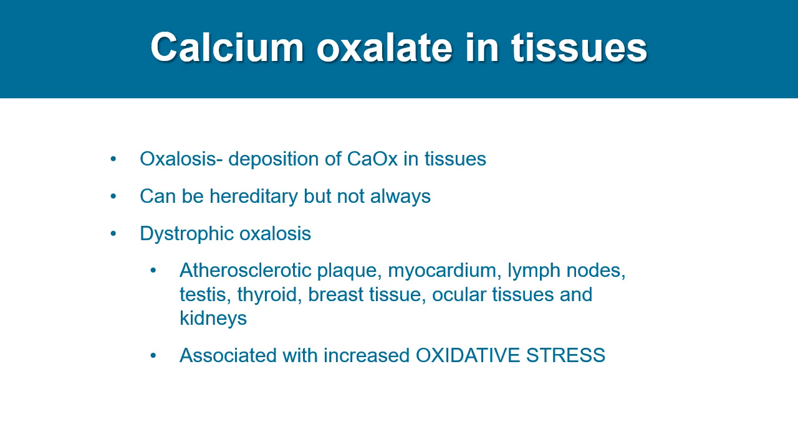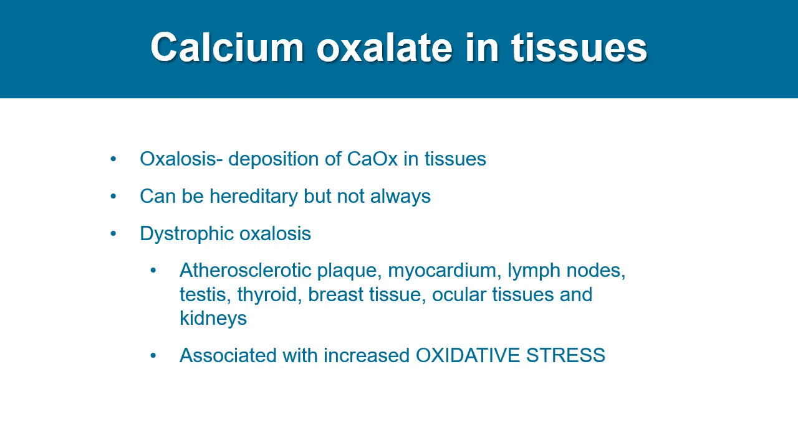This includes your arteries, so atherosclerotic plaques, the myocardium of the heart, lymph nodes, testes, thyroid, breast, ocular tissue, the eyes, and kidneys. And in one study of calcium oxalate deposits in coronary artery plaques, there were 4 patients that all had chronic diseases that increase oxidative stress. These include things like AIDS, hepatitis, sepsis, heart disease, and cancer.